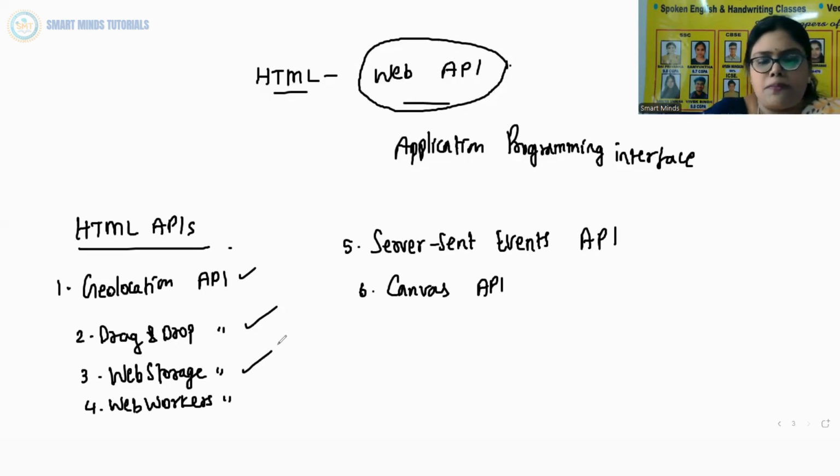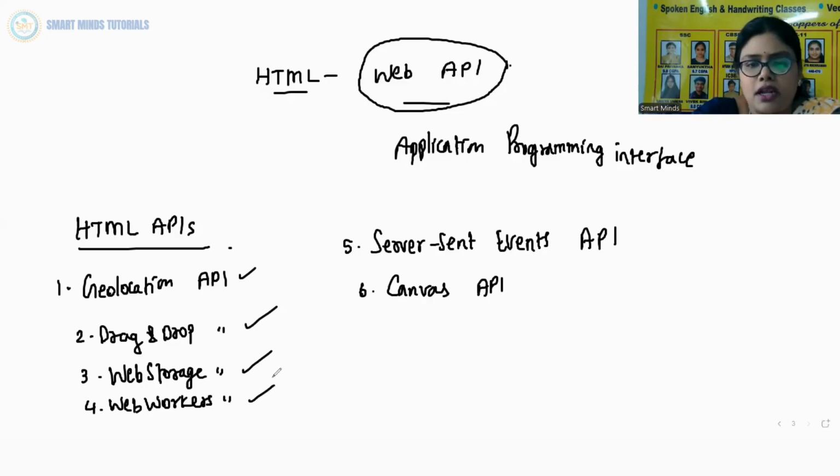Number three is web storage API. This API has mechanisms to let browsers store key or value pairs in a more intuitive way than cookies. Then number four is web workers API. This API allows a JavaScript to run in the background without affecting the performance of the page.